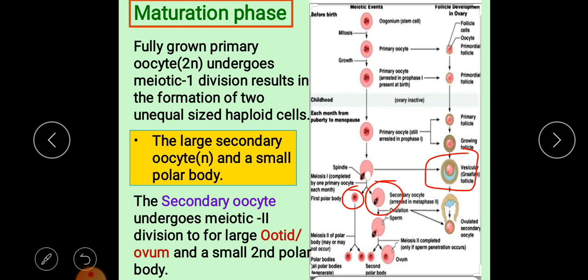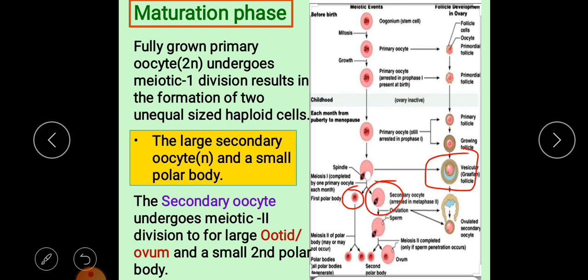So this will be the discontinuous part of the oogenesis process. What happens to the secondary oocyte when it is arrested in the metaphase? At the secondary oocyte stage, it completes the first meiosis but has not yet completed the second meiosis. Therefore, only the first polar body has been expelled and the second division, though started, is arrested.